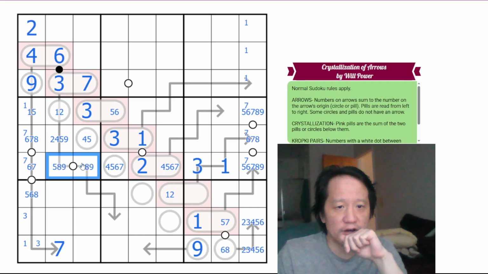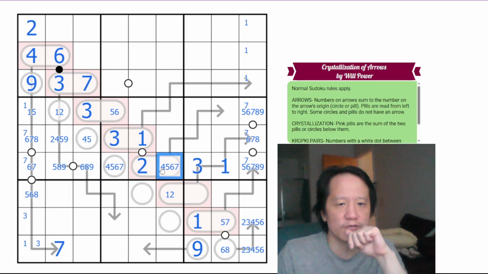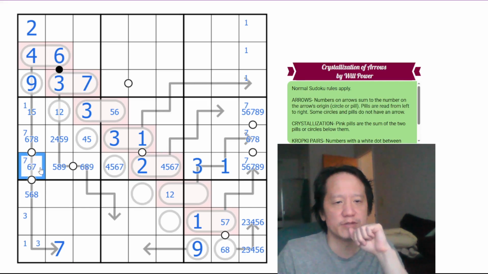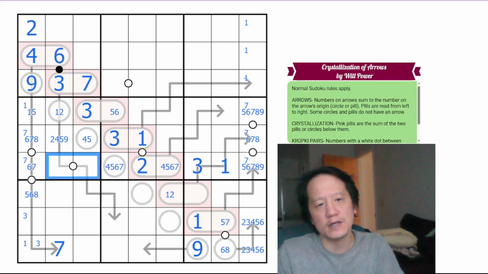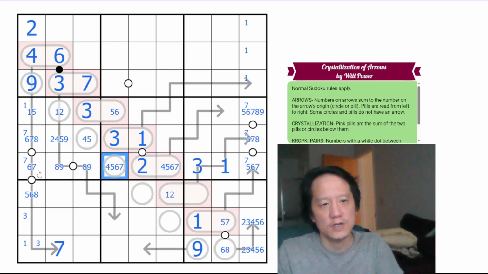If this is 5, 6, that forces both of these to be 4 and 7, which eliminates 4 and 7 in the rest of the row, but this cell would not be possible then. So this has to be an 8, 9 pair, which eliminates 8 and 9 in the rest of the row. This is 6 or 7. One of these is 6 or 7, because it's 4, 7, or 5, 6, adding up to 31. So this can't be 6 or 7, therefore this is 5.